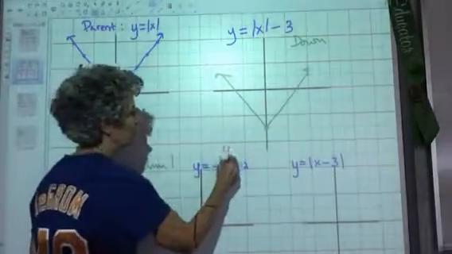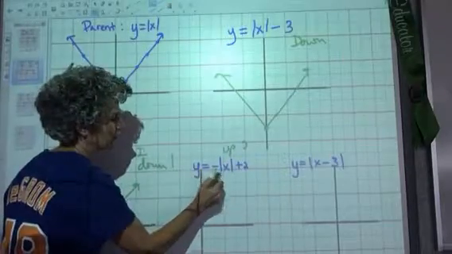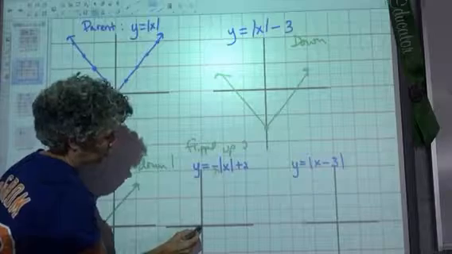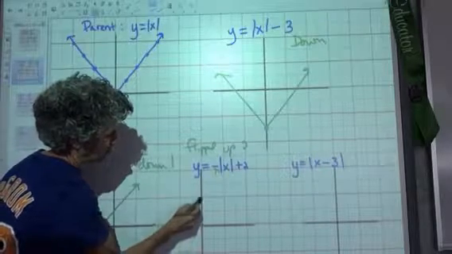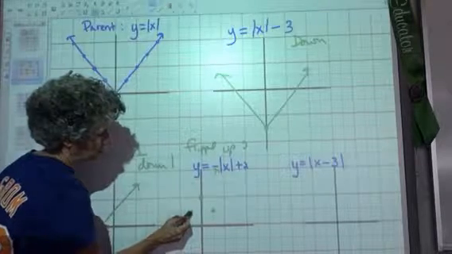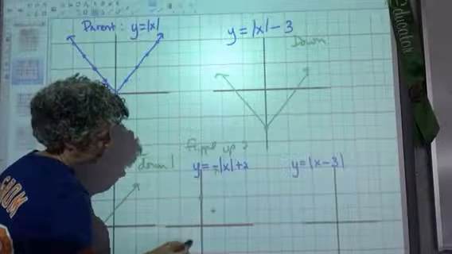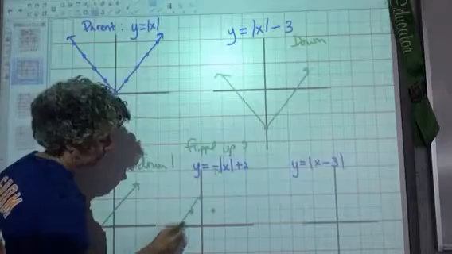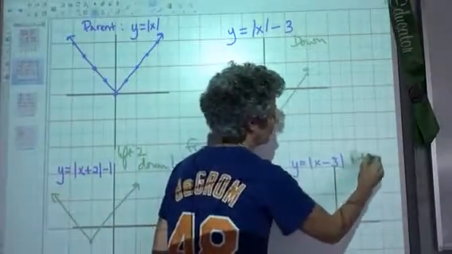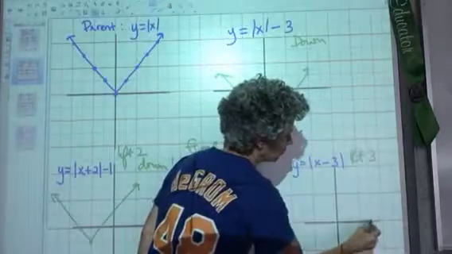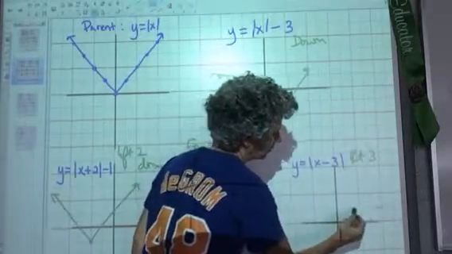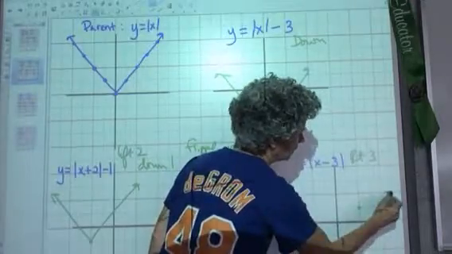This one is up 2, but it's also flipped. So this point you can flip it and then bring it up 2. There was a point here, flip it, up 2. There was a point here, flip it, and up 2. And again, you get your general look of an absolute value. This one here is just to the right 3. So go to the right 3. There was a point here, to the right 3. There was a point here, to the right 3, and so on.